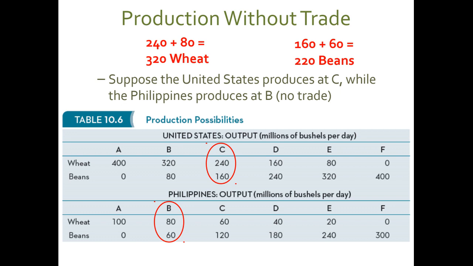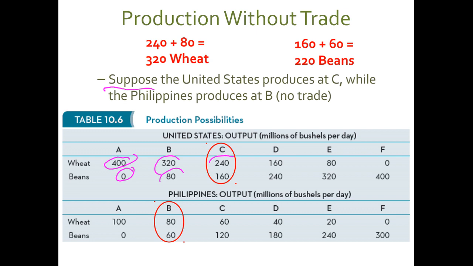Now notice in the United States, we have wheat and beans. So the US has different combinations. The US can produce all wheat, zero beans, 320, 80, 240, all these. Similarly, the Philippines also has different options. Notice we just picked, so if you ask me why I have chosen option C, that is point C on the US PPF, and point B on the Philippines. That is why it says suppose. You could have taken any other point as well. It doesn't make any difference. So suppose I have chosen point C and production point B in the Philippines.